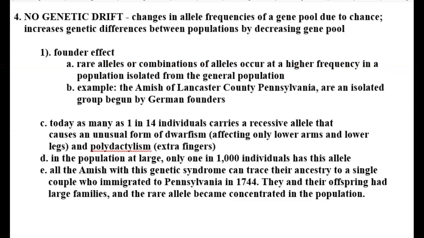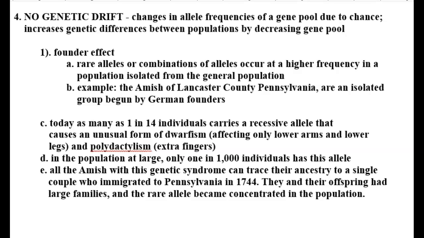Another assumption to keep our allele frequencies stable from generation to generation is that there cannot be what we call genetic drift. There are two kinds of genetic drift. One is founder effect, and another one is bottleneck. It means changes in allele frequencies of a gene pool due to chance. That's the key word, chance. We're going to talk more about that when we get to the lab.